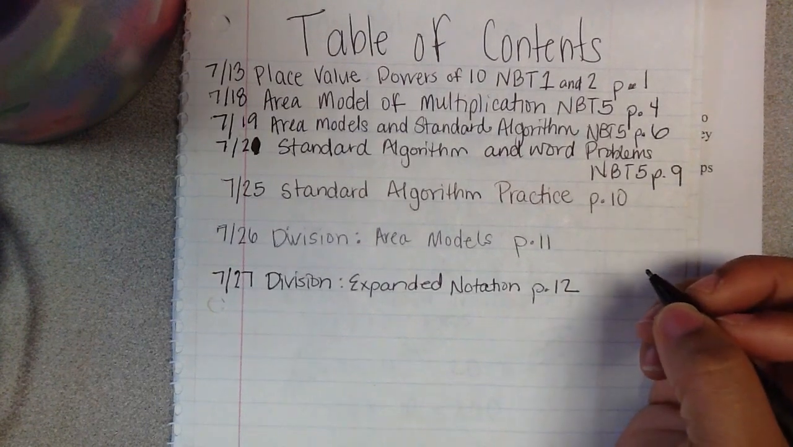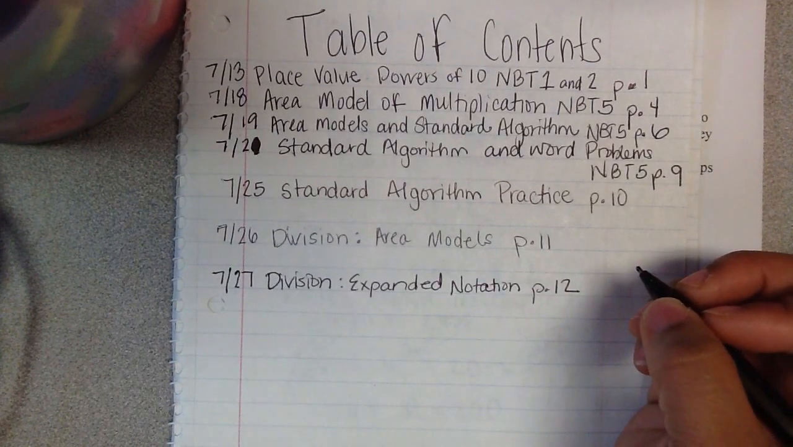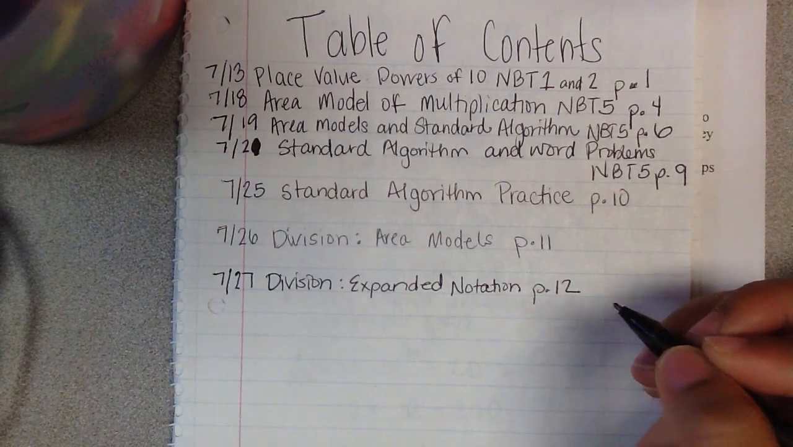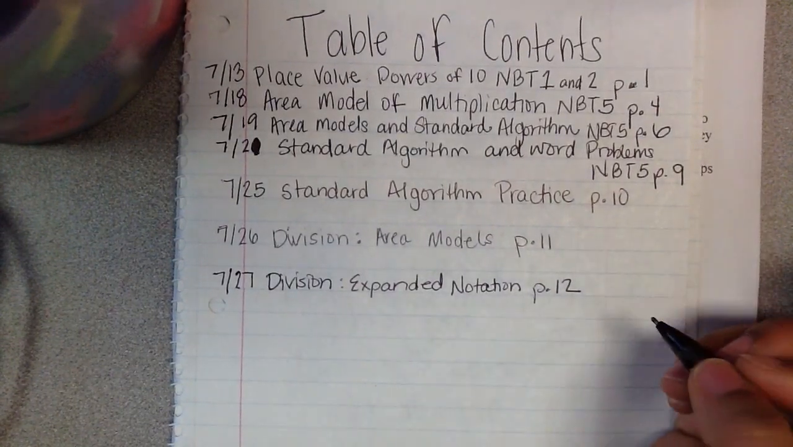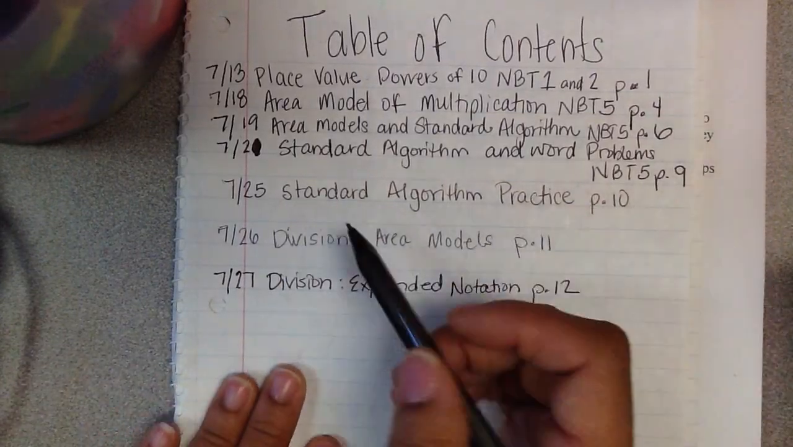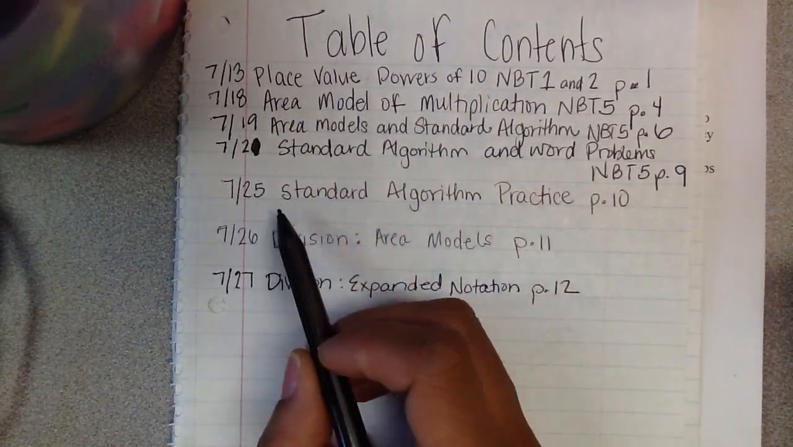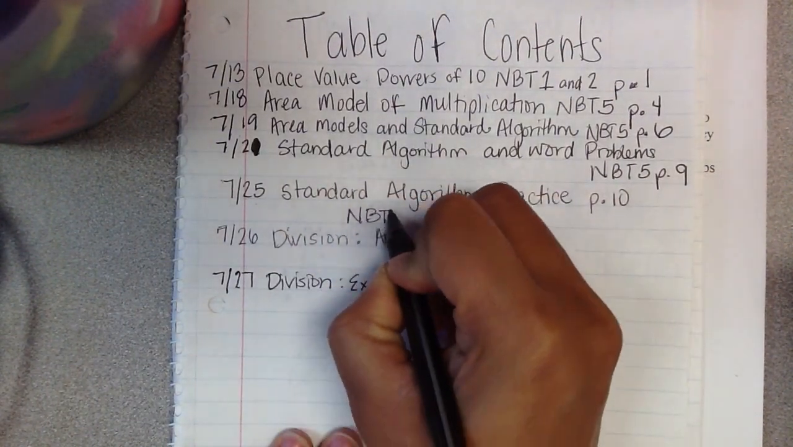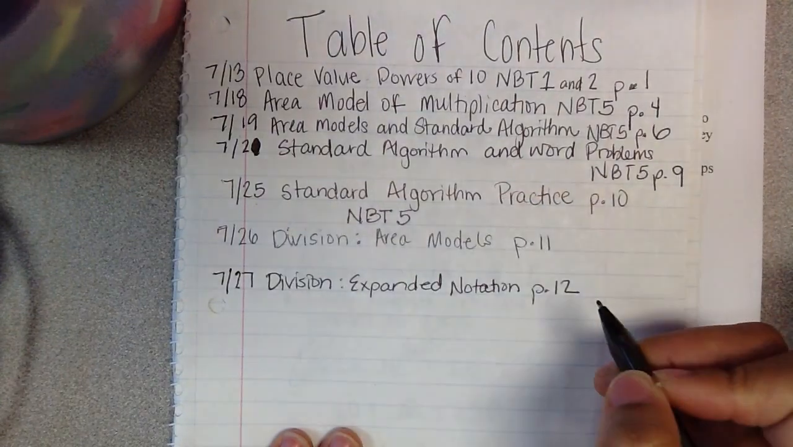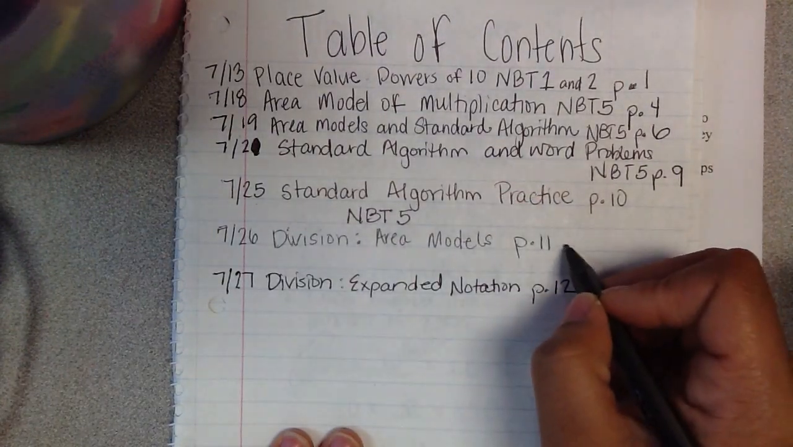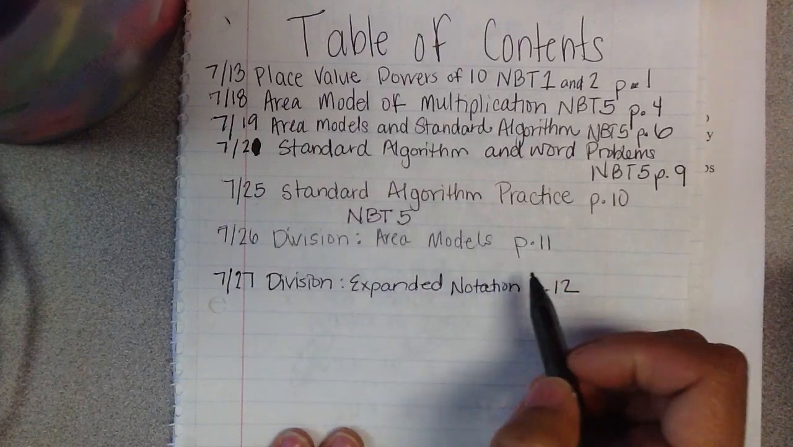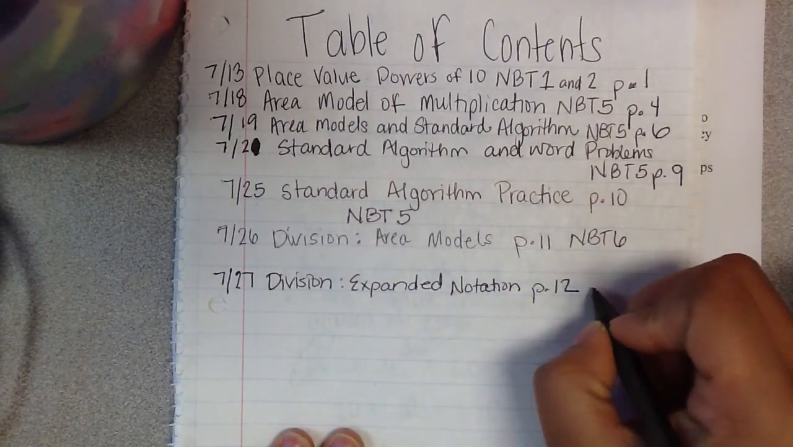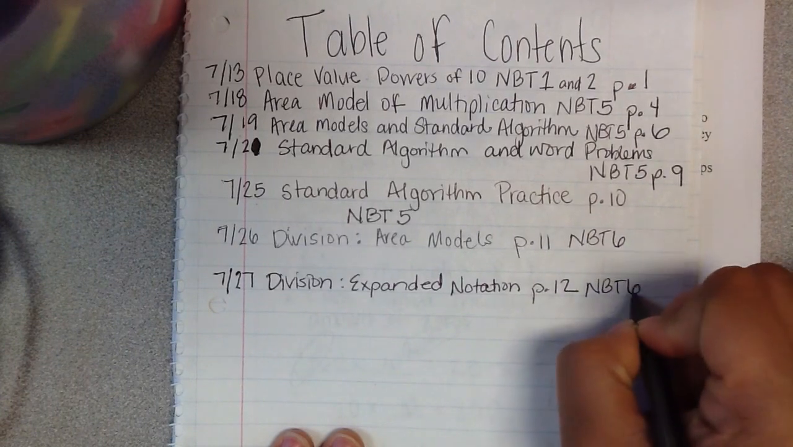And I forgot to add the objective number for our last few things that we've entered into our table of contents. So I'm just going to go right now and ask you guys to go ahead and update your objective numbers. For standard algorithm practice on 7/25, that should have been NBT 5. For last night's notes, so 7/26 division area models, that should be NBT 6. And then tonight's notes are NBT 6.